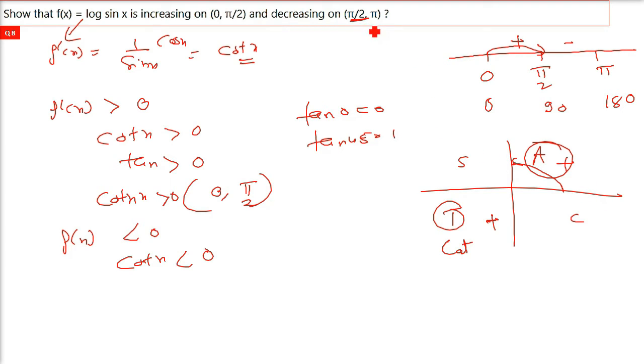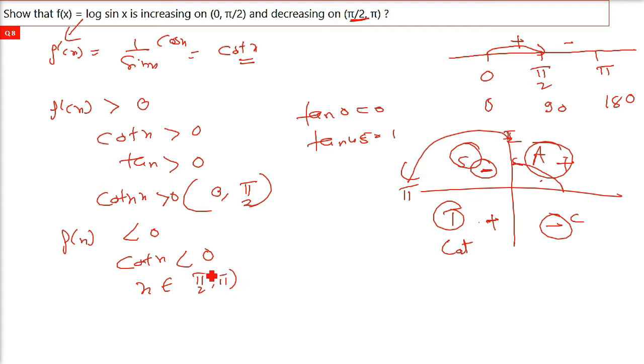When cot x is less than 0, which quadrant are we talking about? This is pi by 2 to pi. So between pi by 2 and pi, it is going to be negative. So cot x is greater than 0 in 0 to pi by 2 and cot x is less than 0 in pi by 2 to pi. So x will belong to pi by 2 to pi, where cot x is less than 0. This is how the positive and negative will come. And this is where we can say that it is increasing in 0 to pi by 2 and decreasing in pi by 2 to pi.